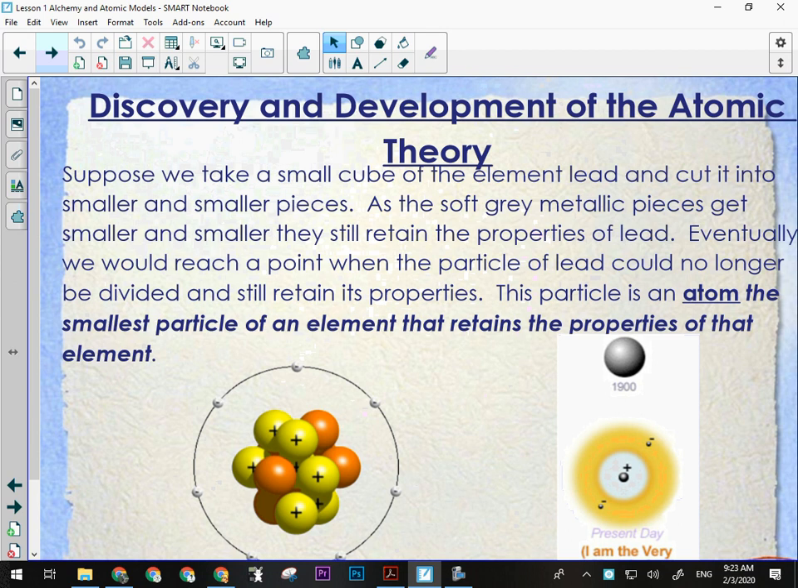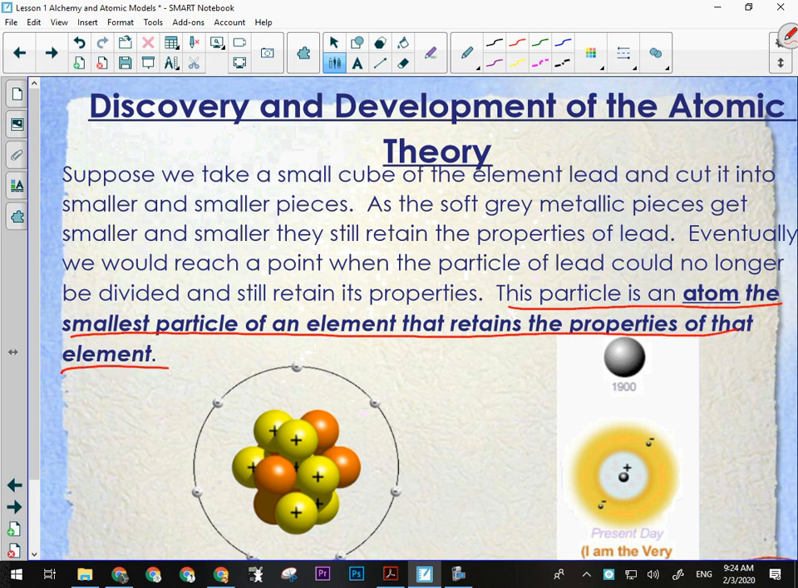Okay? So even a single atom still retains all the same properties as a much bigger sample of the same material. They have all the same physical properties, chemical properties, melting point, boiling point, all that kind of stuff. So the atom is the smallest particle of an element that still retains the properties of that element. That's something we should definitely know. An atom is the smallest particle of any element that still retains the properties of that element. If I split that, it's no longer that material anymore.